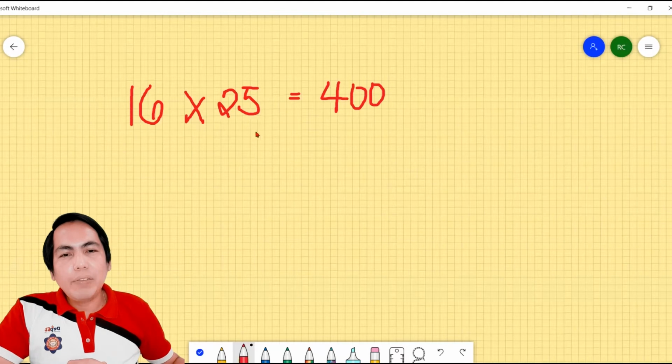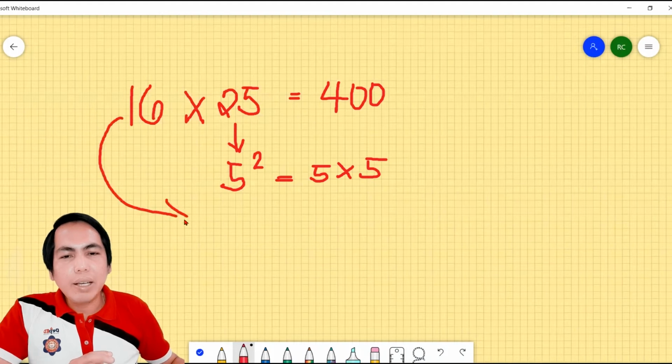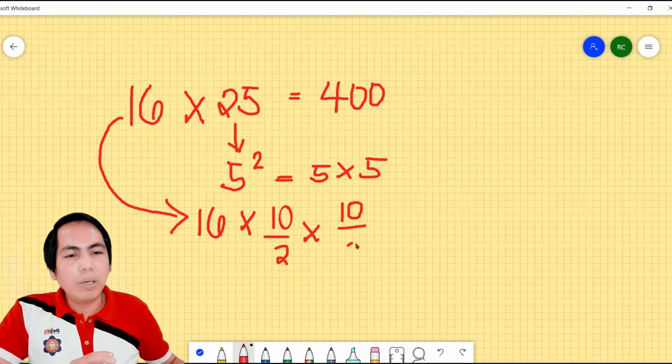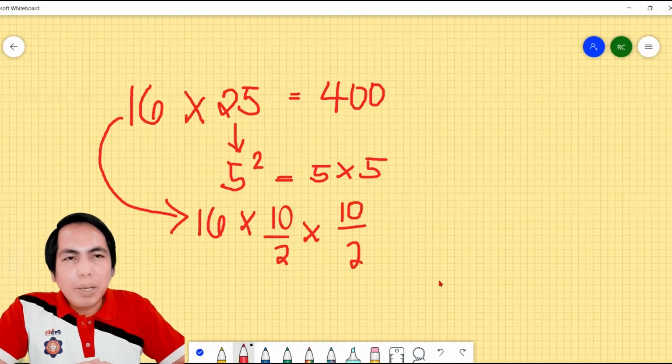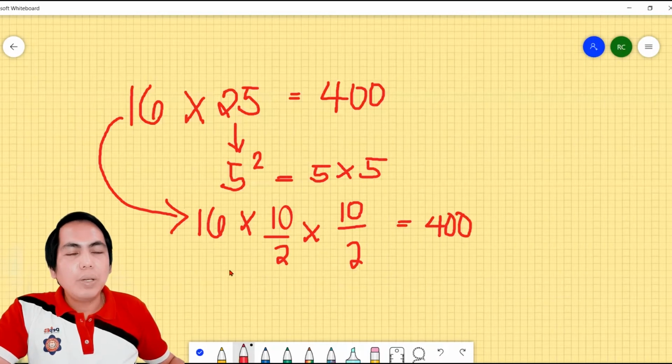Since 25 is equal to 5 raised to the power of 2, or just simply 5 times 5, we can rename 16 times 25 as 16 times 10 over 2 times 10 over 2. Before we multiply 16 times 10 times 10, we can divide 16 by 4 first, because 2 times 2 is 4. So, 16 divided by 4 is 4, times 10 is 40, and 40 times 10 will give us 400. Or 10 times 10 is 100, so times 4 will give us 400.